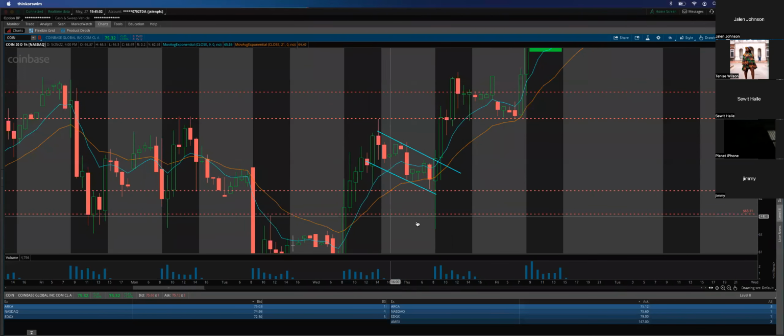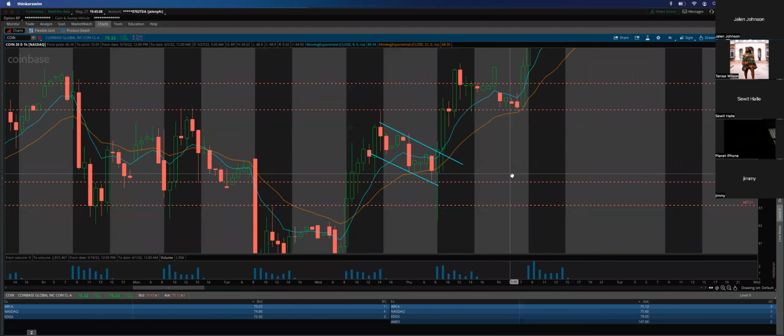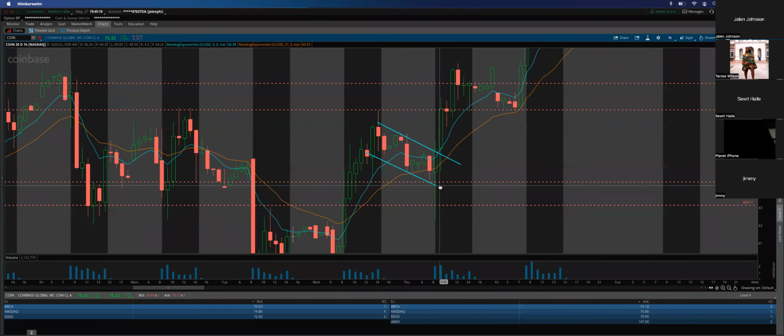You're going to get stopped out. That's why it's important not to use all your buying power, especially for you guys with small accounts. Don't use all your buying power on one trade.